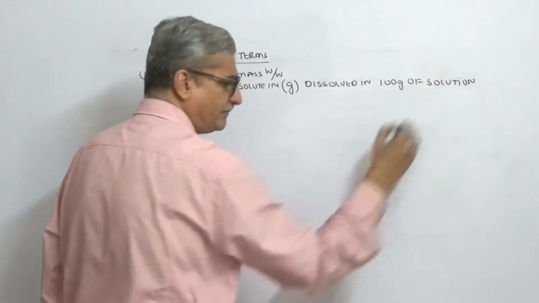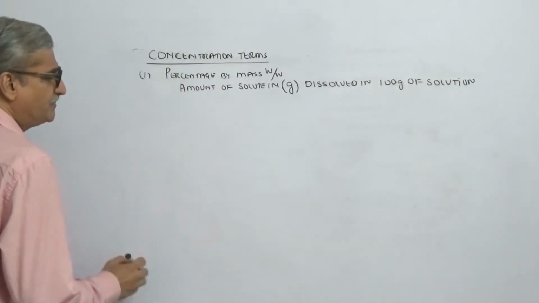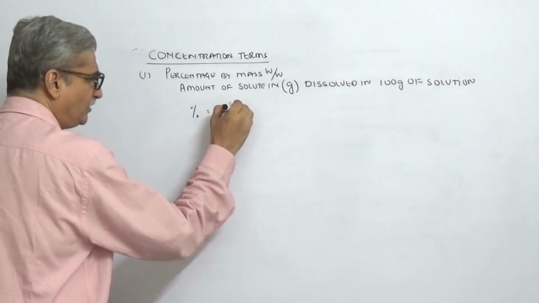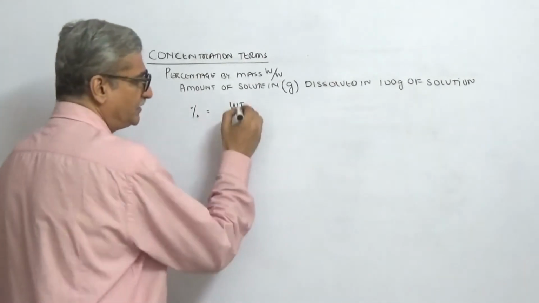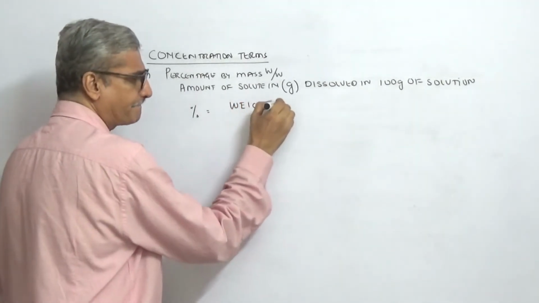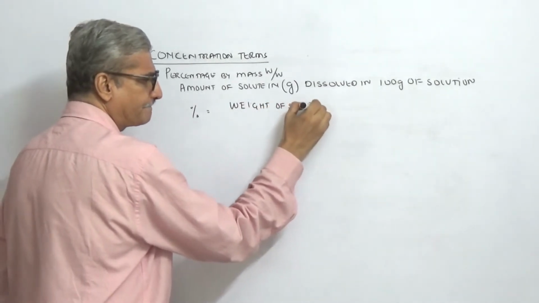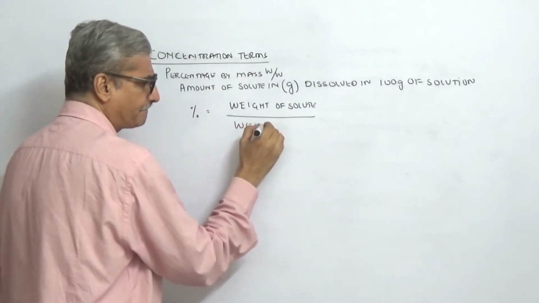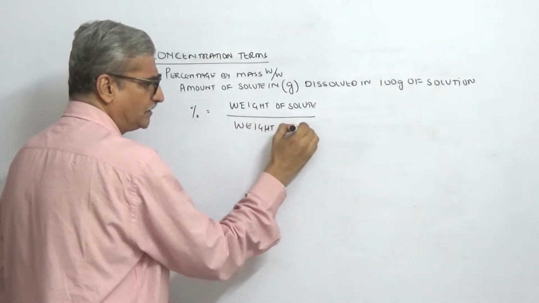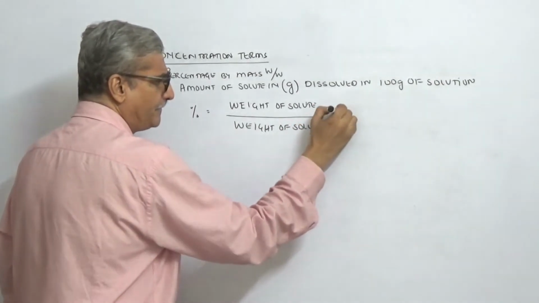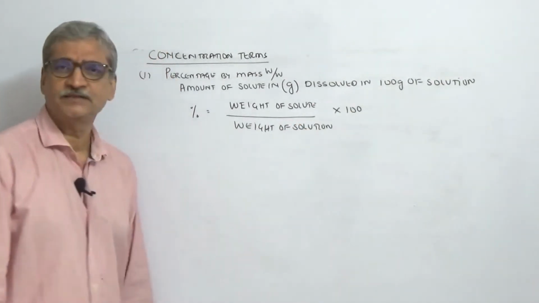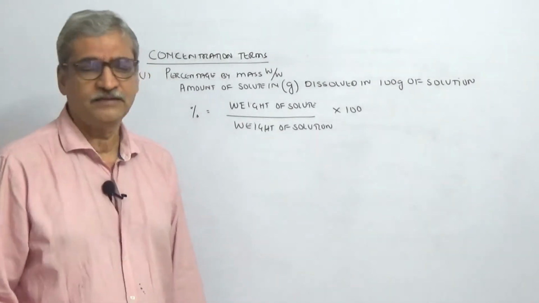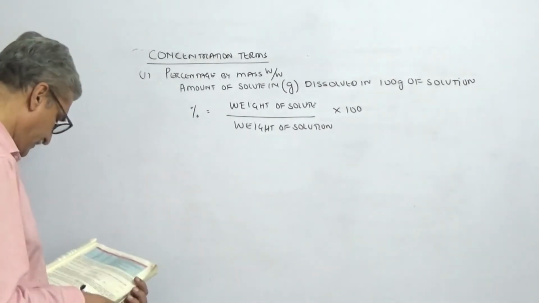Dissolved in 100 gram of solution. Is this clear? So mathematically, percentage will be weight of solute upon weight of solution. If you want to find percentage, multiply by 100. If percentage is given, divide by 100. If percentage you have to find out, multiply by 100. Let's take an example. It is clear.